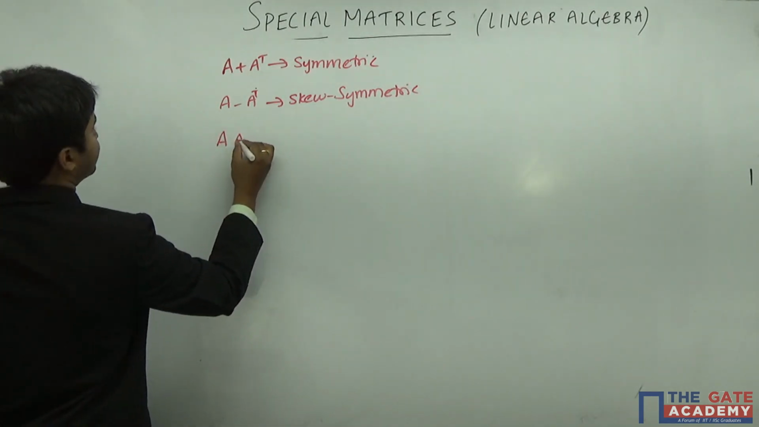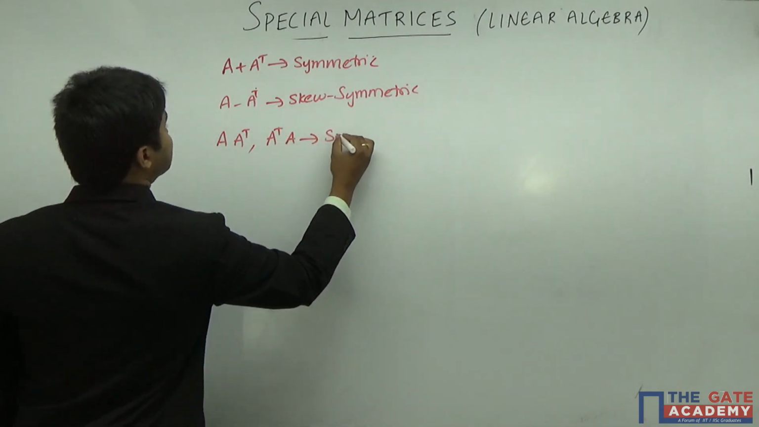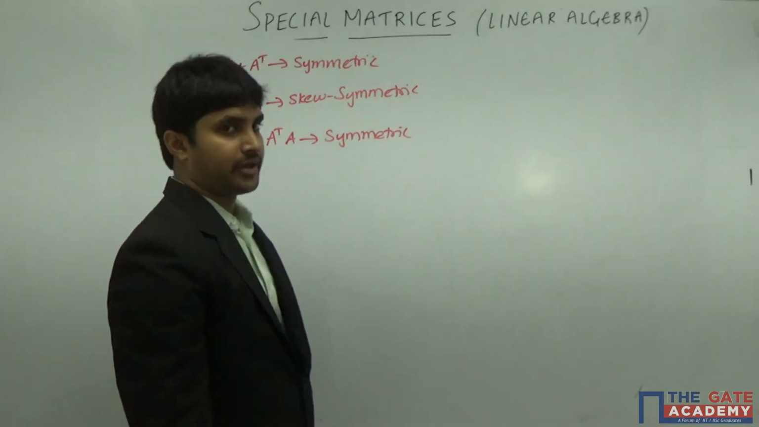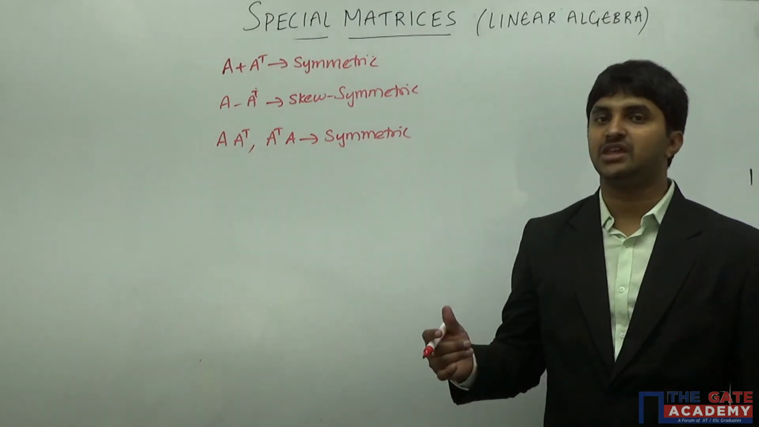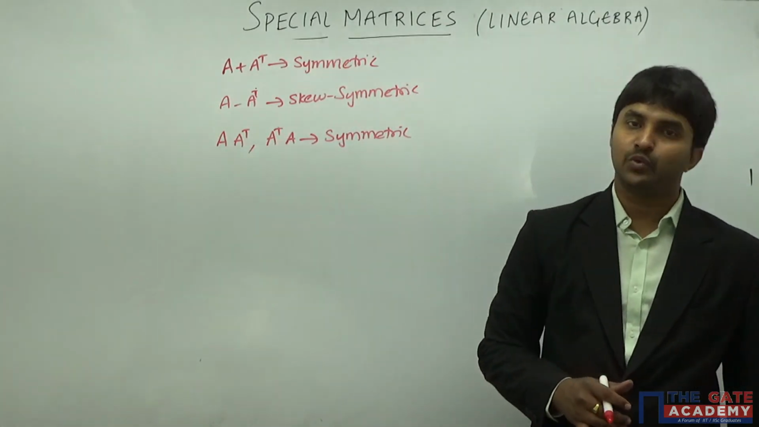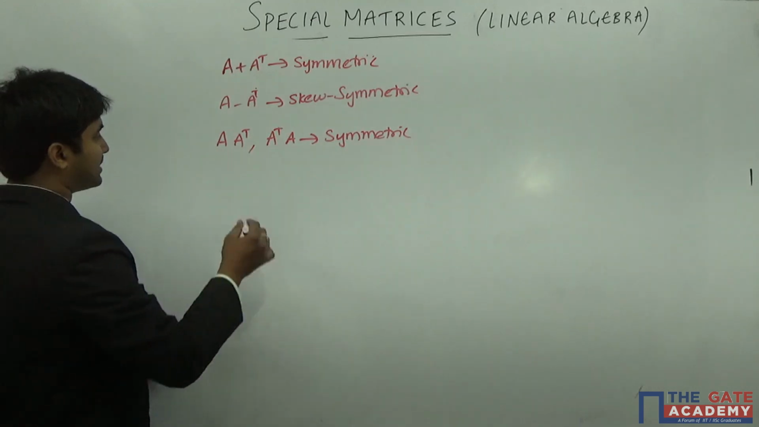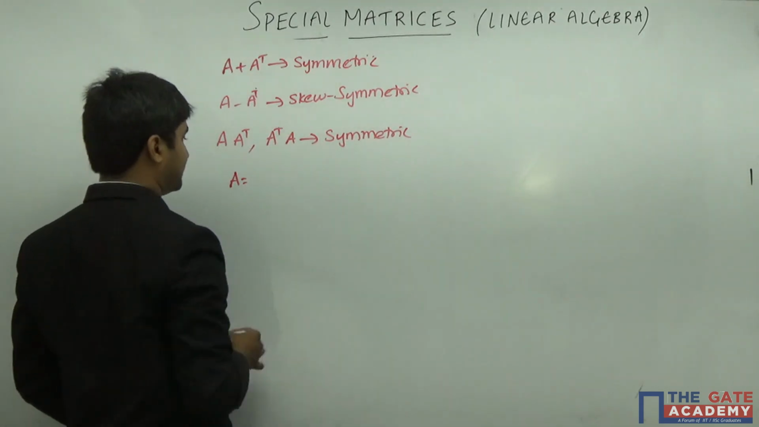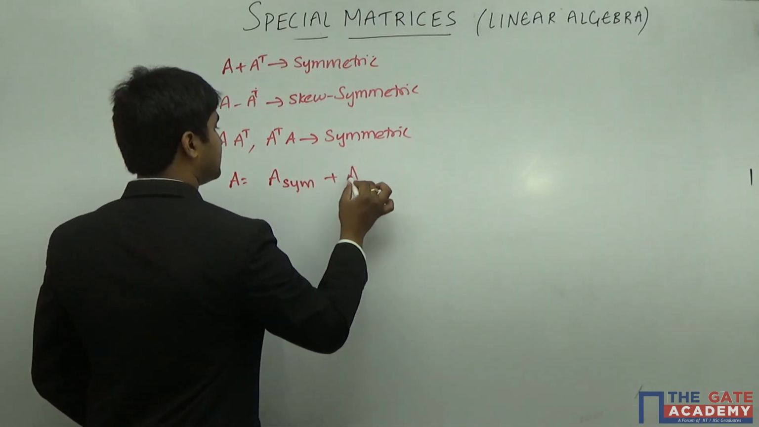And you will observe that A into A transpose, comma, A transpose into A are also going to be symmetric in nature. So A into A transpose or A transpose into A are going to be symmetric in nature, even though A is a non-symmetric square matrix. So using this knowledge, we can write any matrix A in terms of a symmetric part plus the skew symmetric part.